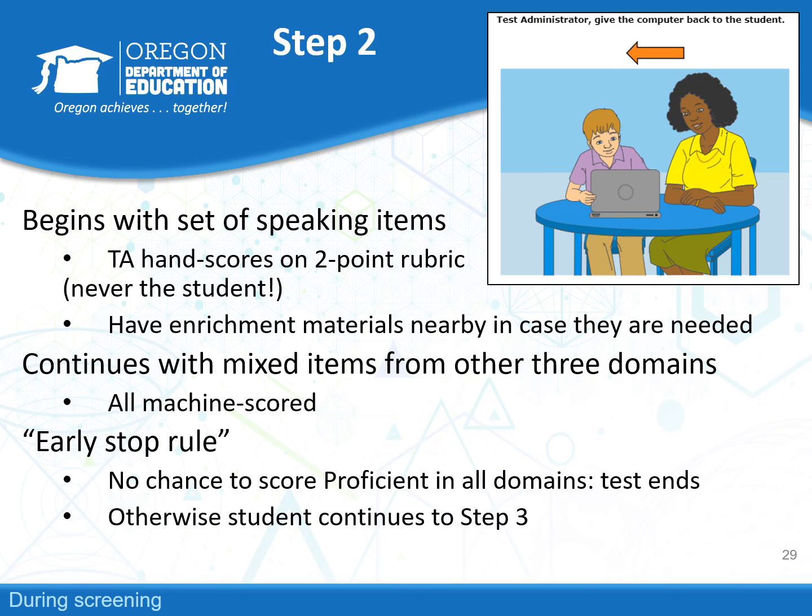If there is no chance that a student can score proficient, even if they complete all the remaining items on the screener, then the test stops here and the student receives a confirmation message that they have completed the test. If there is a chance the student could score proficient, the test proceeds to Step 3.